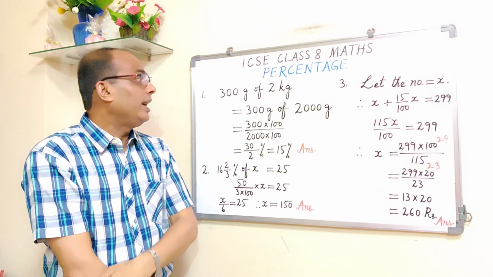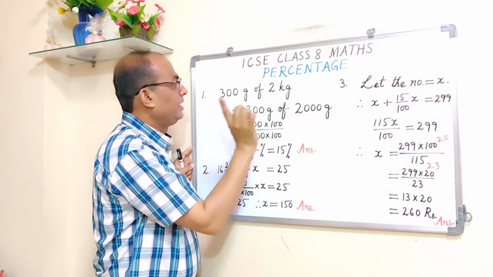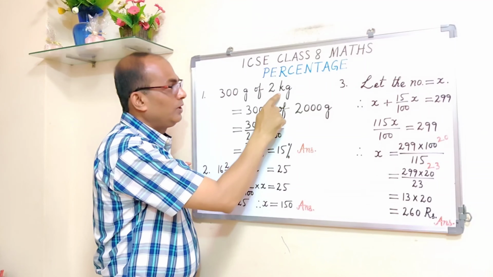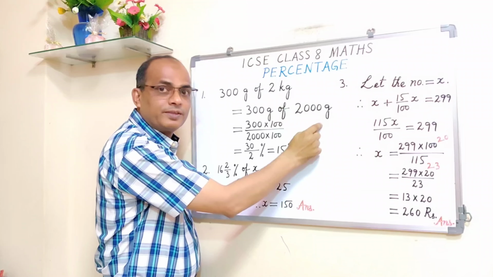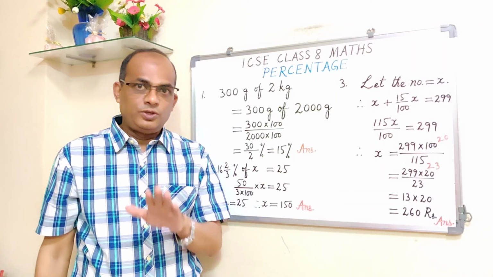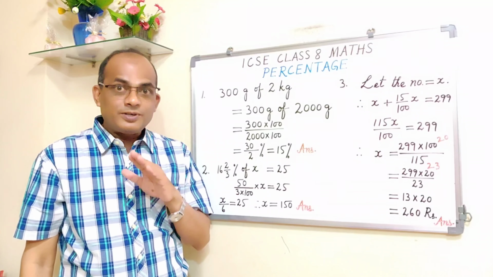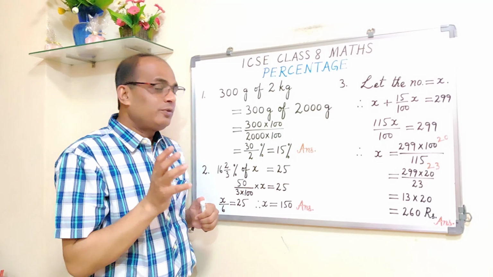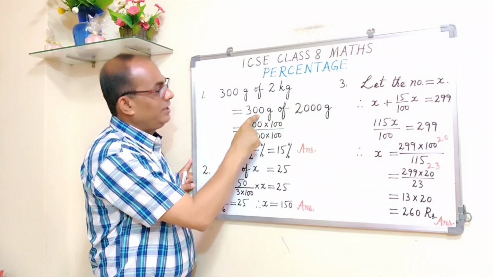So I am converting this kilogram into gram. 2 kilogram is equal to 2000 gram, right? Now the question is 300 gram of 2 kilogram, that means 300 gram of 2000 gram. Both the quantities are in the same unit. Now, as I told you in part 1, percentage means out of 100, so we want 100 in the denominator. So we are multiplying.